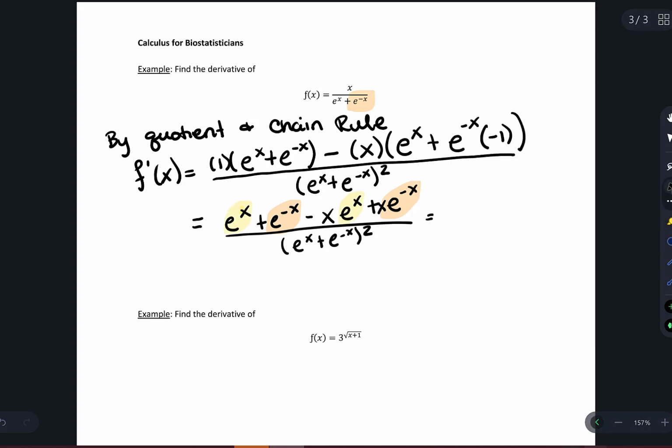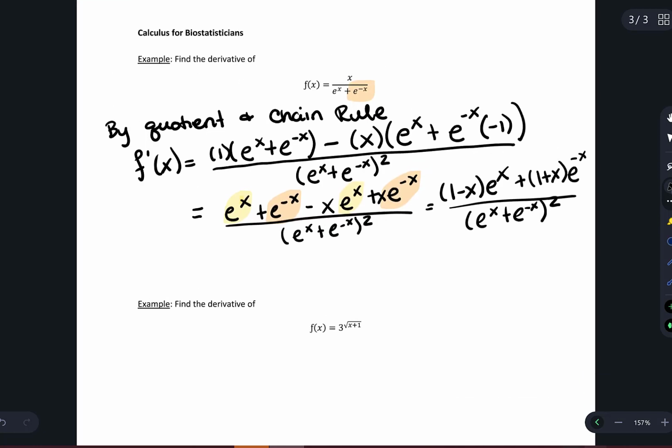So notice in the numerator, if I look at the e to the x terms, I'm going to have e to the x minus x e to the x. So that's the same thing as 1 minus x e to the x. And then the e to the minus x terms, I've got an e to the minus x plus x e to the minus x. So plus 1 plus x e to the minus x. And then of course that's all over e to the x plus e to the minus x squared.